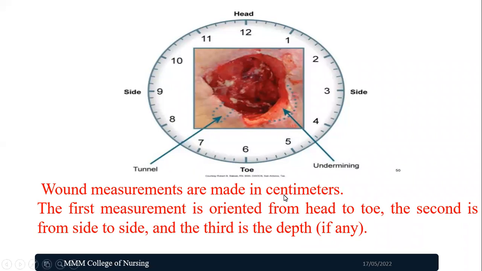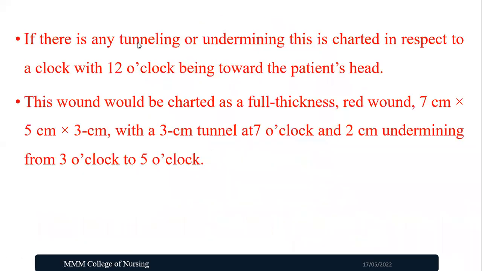Next, wound measurements are made in centimeters. The first measurement is oriented from head to toe. The second is from side to side, and the third is the depth. You can see there is a head to toe and the side to side, and you are also able to identify the tunneling as well as the undermining in this wound. If there is any tunneling or undermining, this should be charted with respect to a clock, with the 12 o'clock being toward the patient's head. We usually assess the tunneling with the help of the cotton tip applicator, and undermining is assessed with the rolled edges and the lip around the wound.